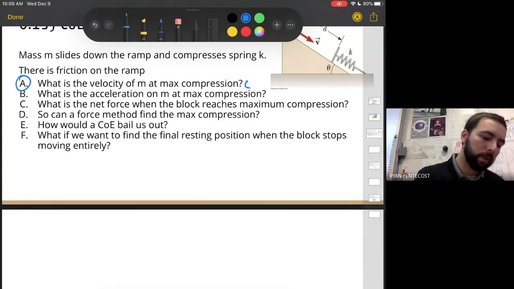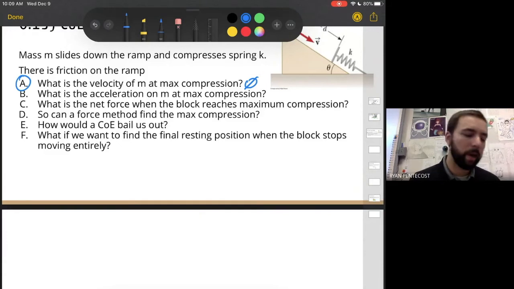Well, that would be 0, right? It has maximum compressed that spring as much as it could. If it were moving, then it obviously wouldn't be the maximum, right? It has to stop at maximum.